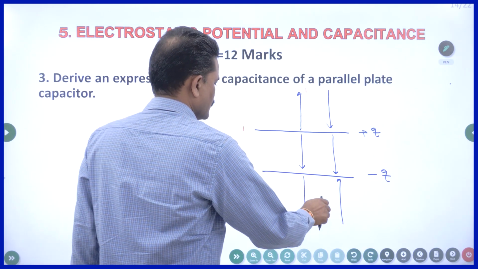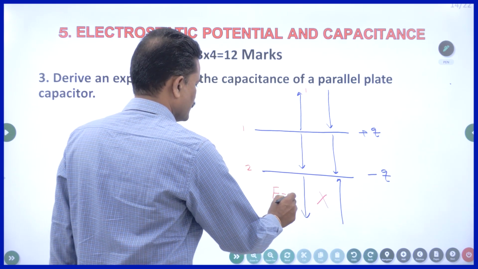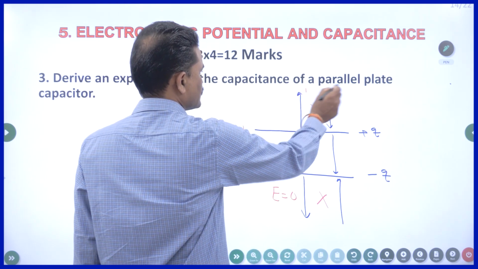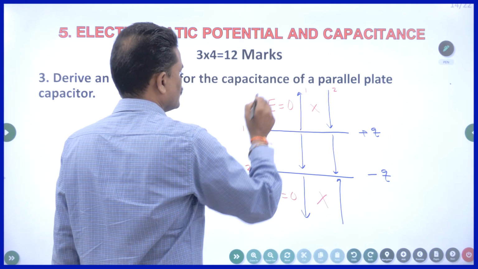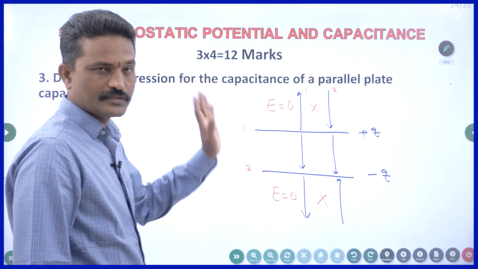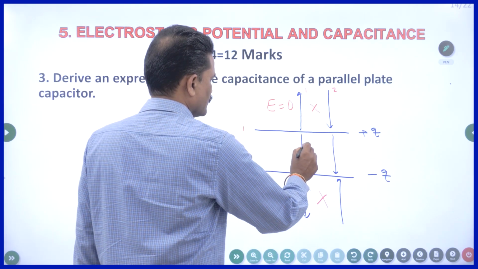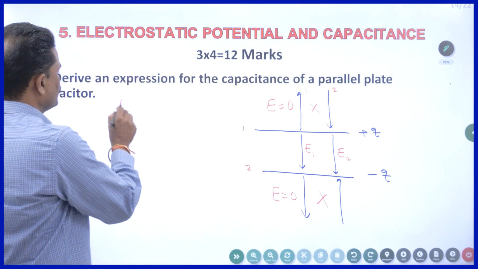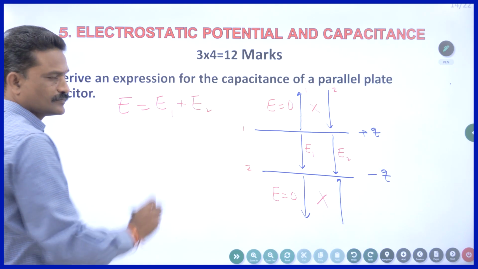So these two cancel each other. So the resultant field outside of the capacitor is 0. Even here they cancel due to the first and second, as they are opposite in direction. Intensity of electric field outside of the capacitor is 0. But here they are adding up. So this is E1 and this is E2. So the resultant electric field in between the plates is equal to E1 plus E2.